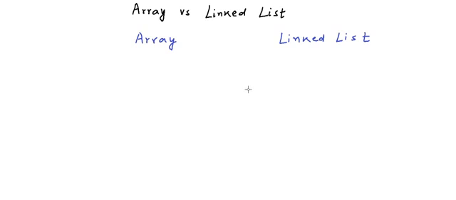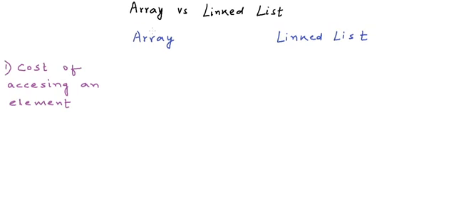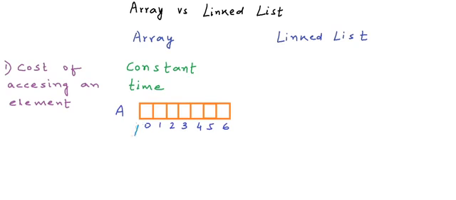And the first parameter that we want to talk about is the cost of accessing an element. Irrespective of the size of an array, it takes constant time to access an element in the array. This is because an array is stored as one contiguous block of memory. So if we know the starting address or the base address of this block of memory, let us say what we have here is an integer array and the base address is 200. The first byte in this block is at address 200.